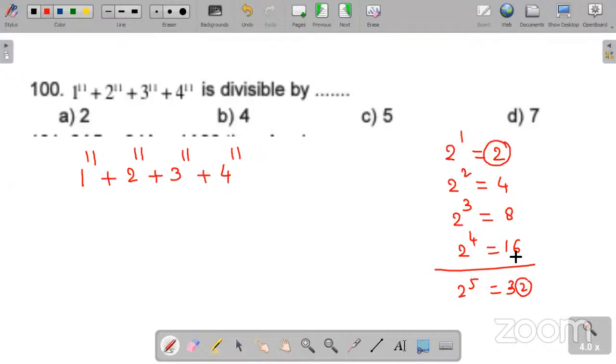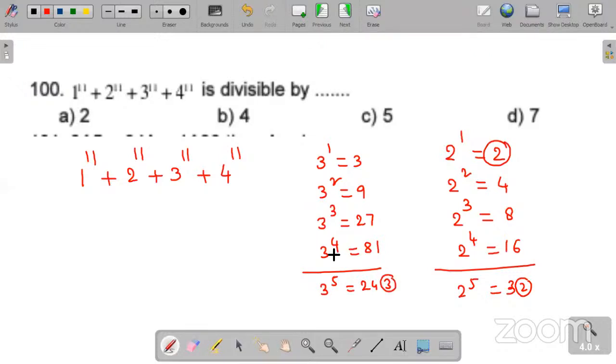Now similarly, 3 power 1 is 3, 3 square is 9, 3 cube is 27, 3 power 4 is 81. Again, 3 power 5 is 243. It ends with a 3. After 4, it repeats. That means the last digits you will be getting are 3, 9, 7, 1.